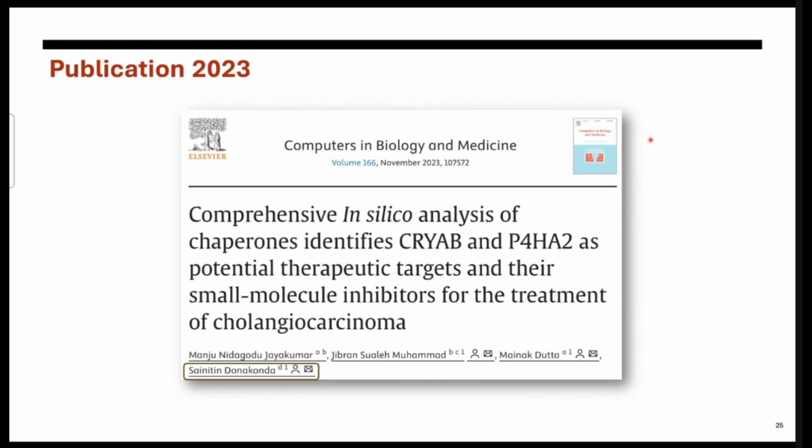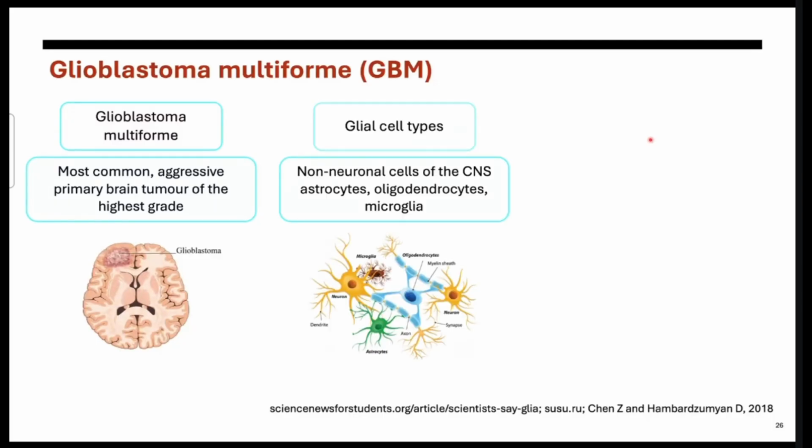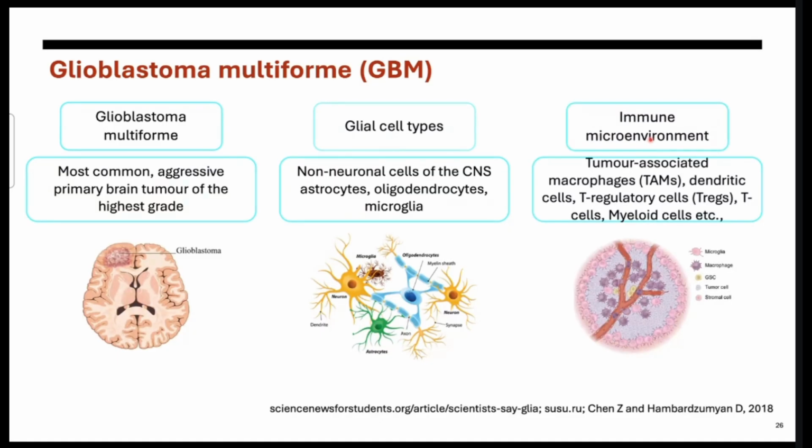So until now we had SARS-CoV-2 and liver cancer, and now let's move to another cancer phenotype called brain cancer, glioblastoma multiforme. What is glioblastoma multiforme? It is a primary brain tumor and highly aggressive in nature. This particular brain cancer arises from glial cell types like astrocytes, oligodendrocytes, and microglia. And then the highly aggressive immune microenvironment also helps these glial cells to promote the tumor in the brain.